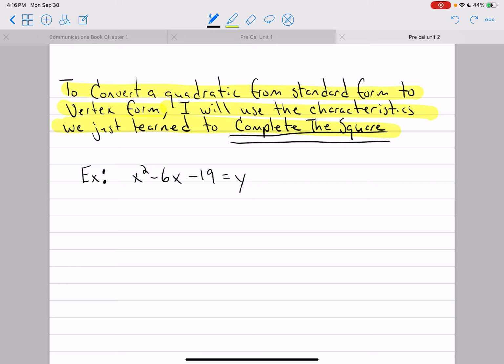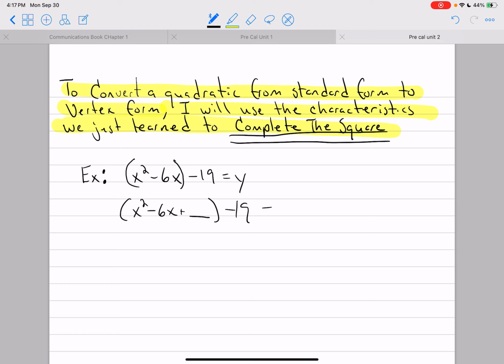I'm going to say, you know what? I want to group just these two pieces together. All right? And then I'm going to do some nice stuff with it. So when I group, now I'm basically saying I'm taking x squared minus 6x plus something minus 19.